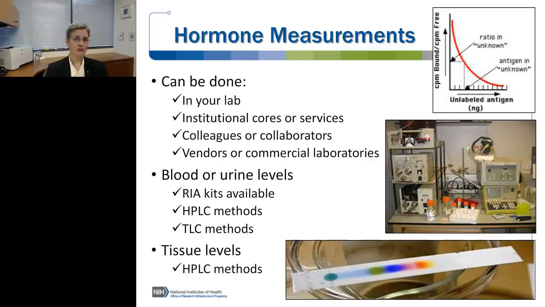And there are vendors or commercial laboratories who will do it for you: send out the samples, and they return the results to you. You can look at hormone levels both in the blood or in the urine. There are radioimmunoassay kits available, HPLC methods and TLC methods you can use. You can also measure hormones in the tissue using HPLC methods.